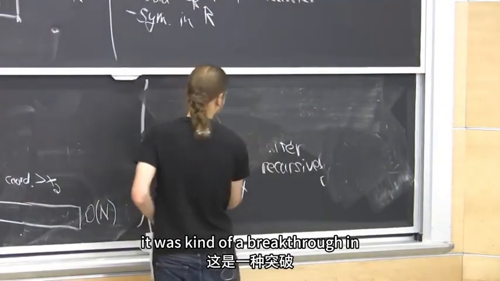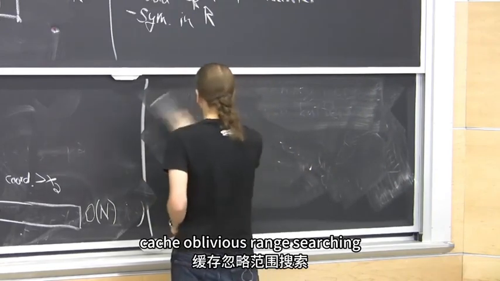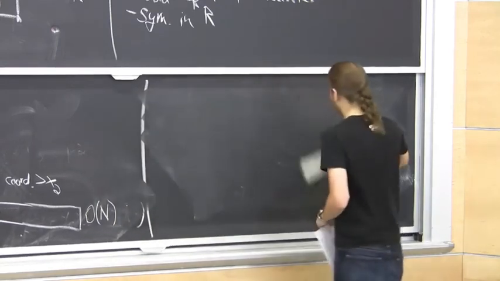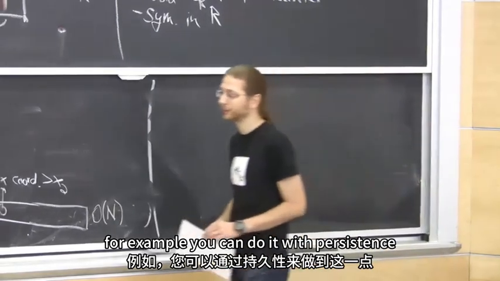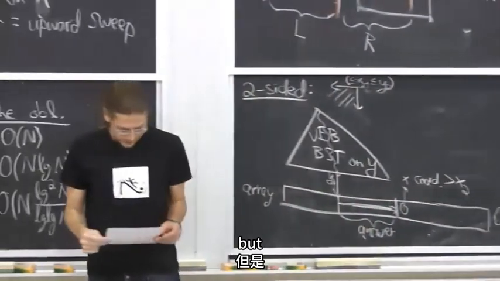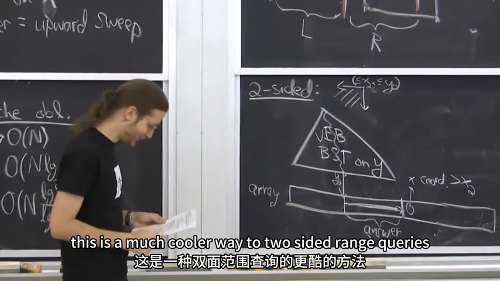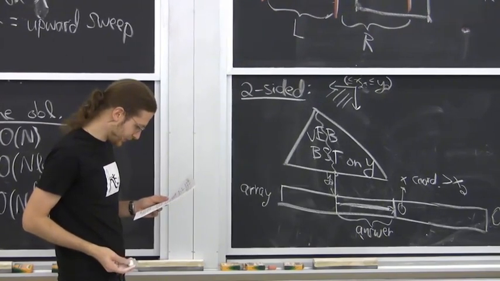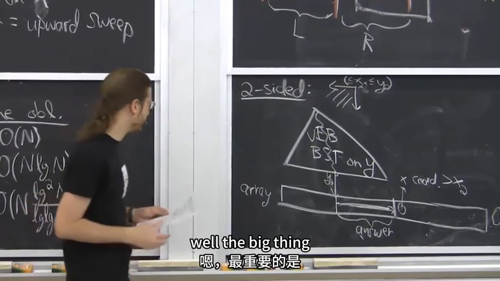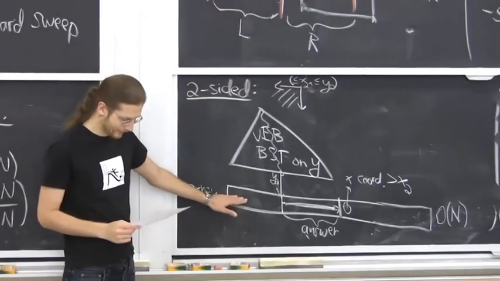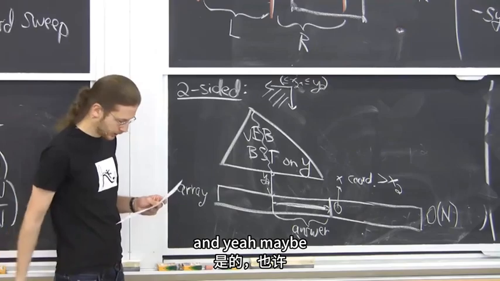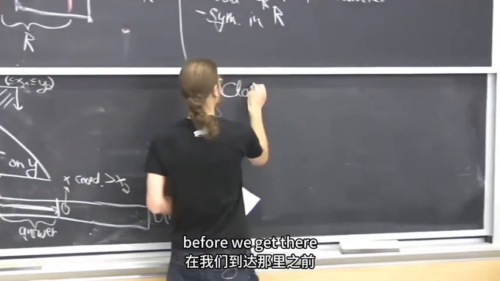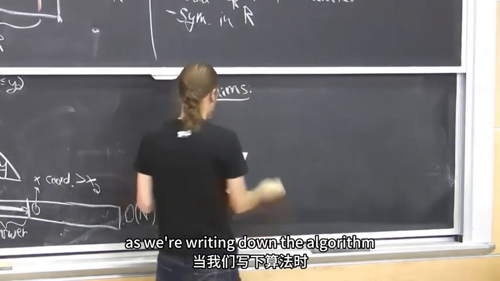It's kind of a breakthrough in cache-oblivious range searching. It was known how to do this for external memory a lot easier. For example, you can do it with persistence. But this is a much cooler way to do two-sided range queries. All right, so I've explained the query algorithm. Well, the big thing I haven't explained is how to build this array. And maybe I'll write down the things we need to prove as well before we get there, so you can think about them as we're writing down the algorithm.